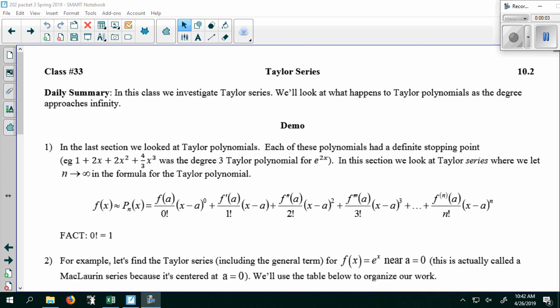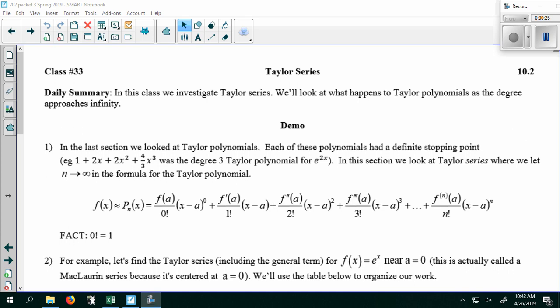So last class, we looked at Taylor polynomials. In this class, we're going to investigate Taylor series. So Taylor polynomials have a stopping point, right? We would figure out the Taylor polynomial of degree 3 that approximates e to the 2x. So we did this out last class.